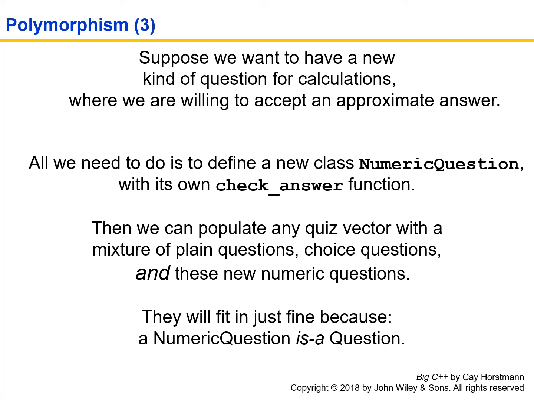Now we want to have a new kind of question called numeric question, and it's going to override the check answer function. Then we can populate any quiz vector with a mixture of plain questions, choice questions, and numeric questions. As long as a numeric question is a question, that works.